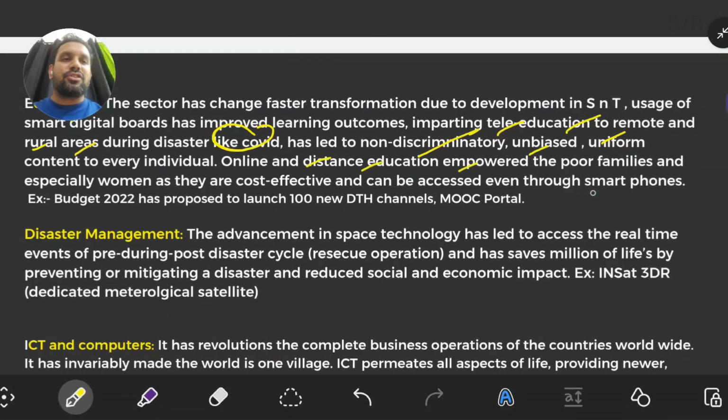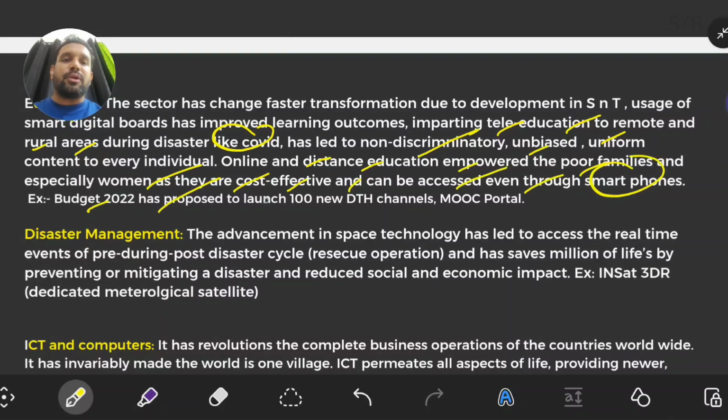Online and distance education empower poor families, especially women, because this is very cost effective. Why? Because you just have to put in a recharge and you can watch the lectures. You don't have to give a lump sum of 40,000 rupees for coaching, etc. Happily you can use the recharge and learn from it, cost effective, and it can be accessed through smartphones.